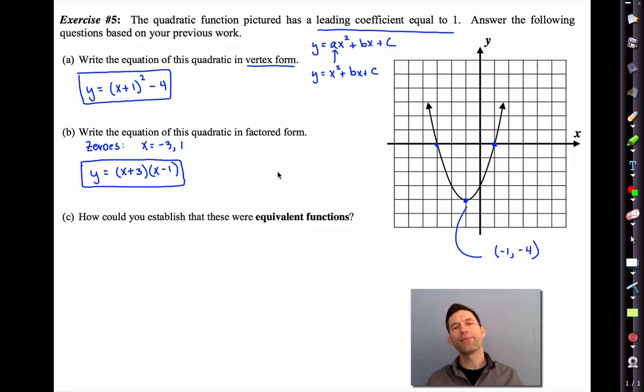Now the last letter, I want you to pause the video and really think about this. It says, how could you establish that these were equivalent functions? Okay, we're not only going to answer how we could establish it, but we're actually going to go ahead and establish it. So pause the video now and think about this.